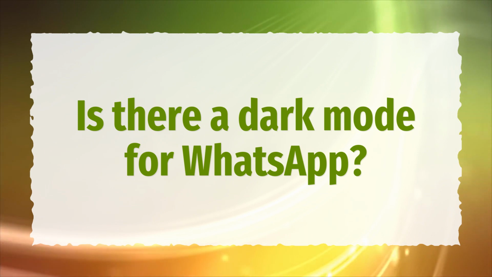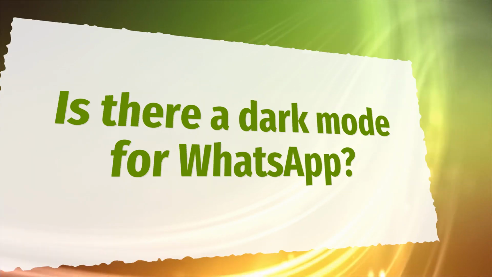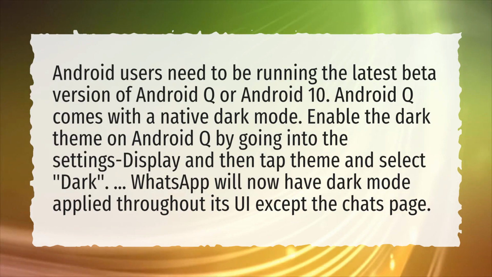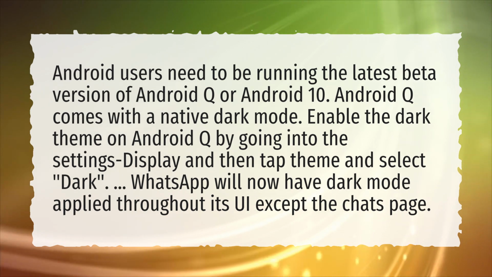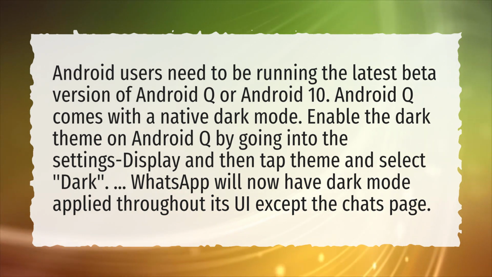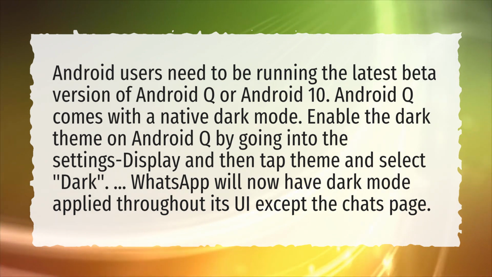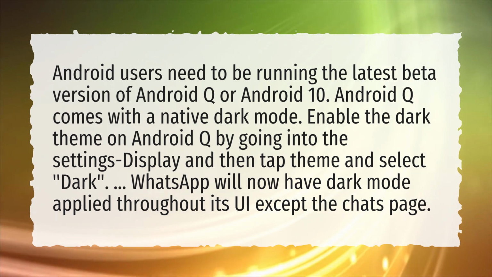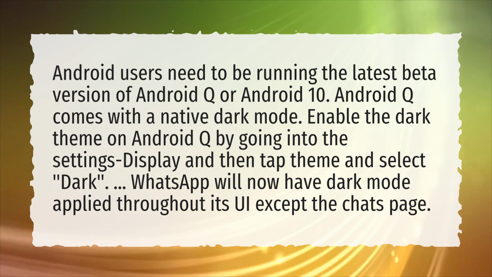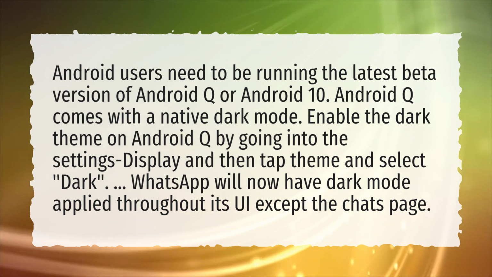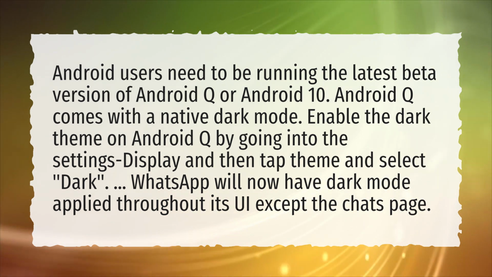Is there a dark mode for WhatsApp? Android users need to be running the latest beta version of Android Q or Android 10. Android Q comes with a native dark mode. Enable the dark theme on Android Q by going into the settings display and then tap Theme and select Dark. WhatsApp will now have dark mode applied throughout its UI except the Chats page.